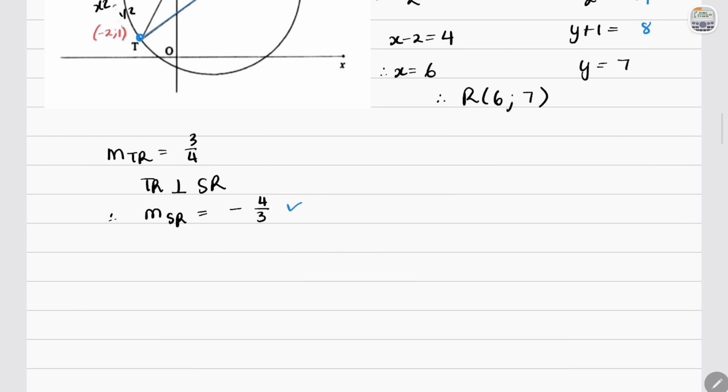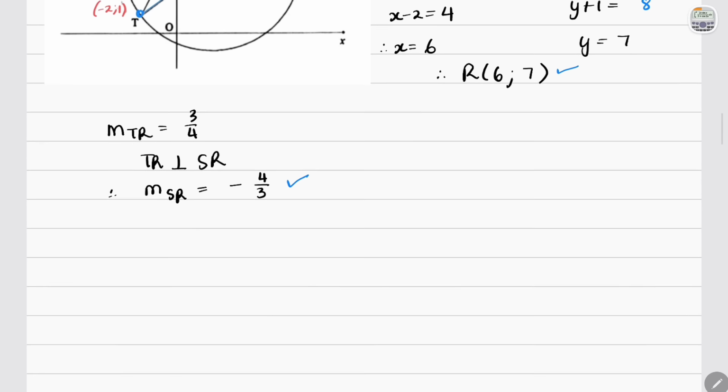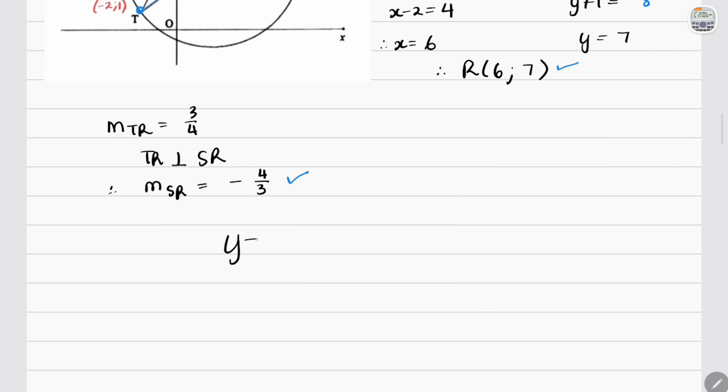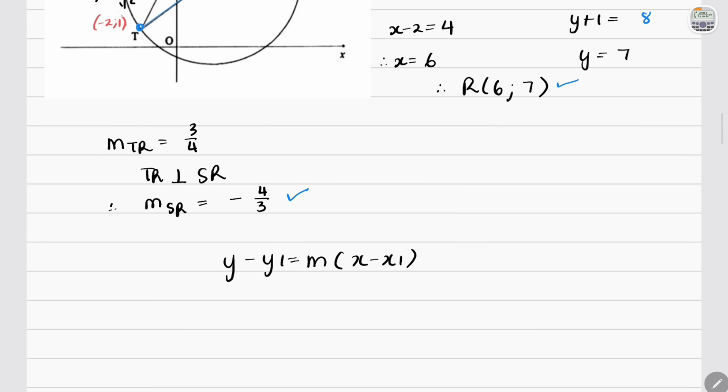So we have the gradient, we have one point on the line SR, so we can find its equation. You can use y equals mx plus c. I'm going to use this one, y minus y1 equals the gradient times x minus x1, and we just substitute. Our x1 and our y1 is our point on the line. So here, that's x1, that's y1, and there's our gradient. So we'll say y minus 7 equals negative 4 over 3, and then x minus 6.